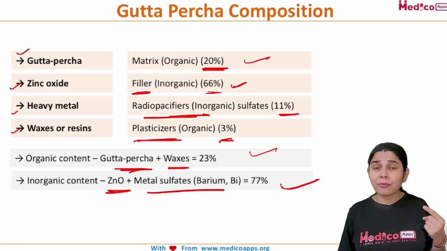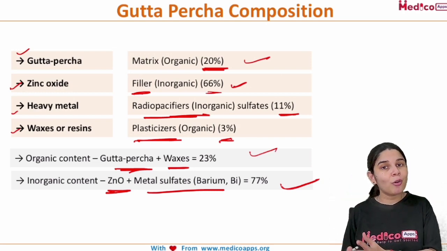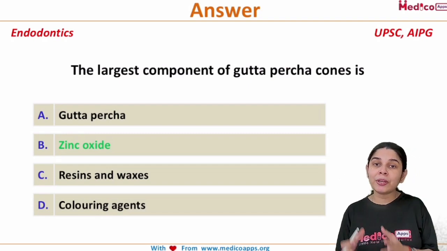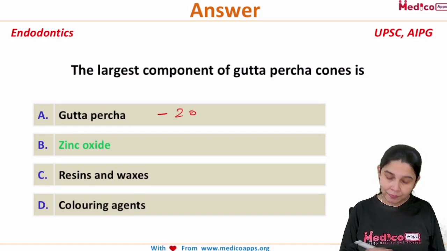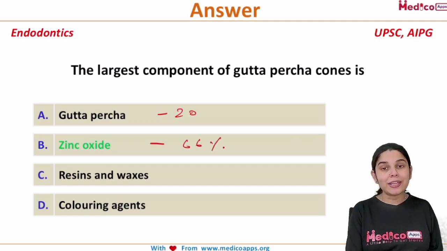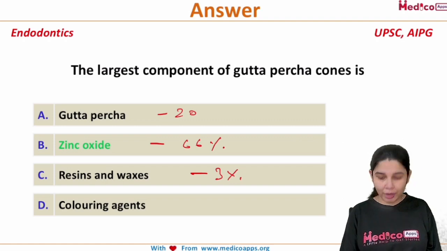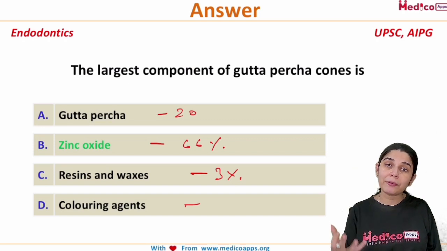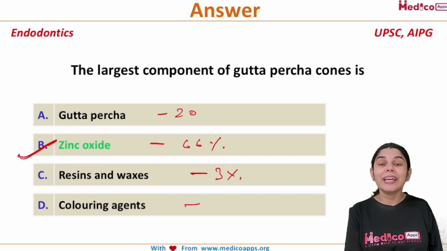So again, let's revise: Gutta-percha, zinc oxide, heavy metals, waxes or resins. So now let's go back to our question and eliminate the options. The largest component of Gutta-percha cone is, will it be Gutta-percha? No, this is 20%. Zinc oxide, how much quantity had I discussed? It was 66%. Resins and waxes, how much percent? Just 3%. And coloring agents, there were no coloring agents present. So which is the highest component present in the Gutta-percha? Yes, the answer is zinc oxide. Option B is the answer.